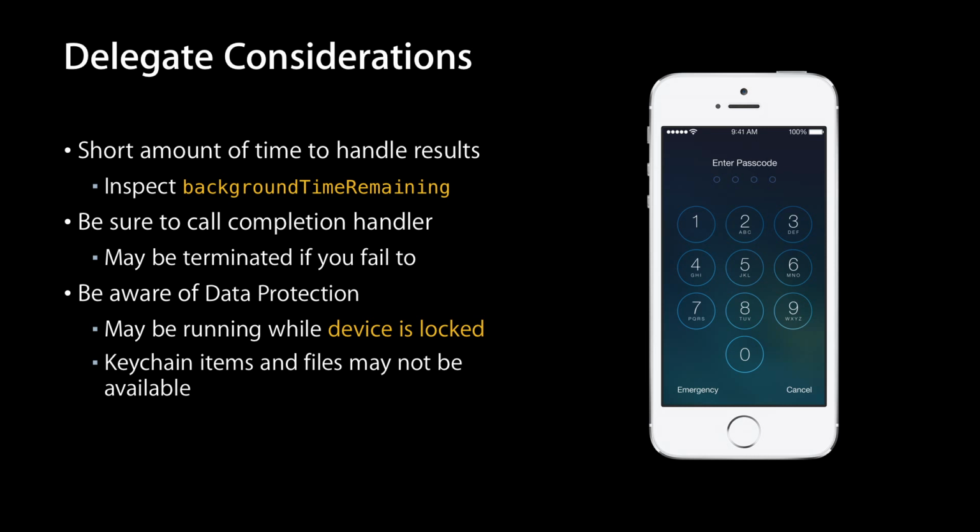Not only will your app potentially be running in the background, where maybe the first time you're running is in the background, you may also be running when the device is locked. And when the device is locked, if there is a passcode, that means that data protection is going to be enforced. And when data protection is in effect, some things like keychain items or files on disk may not be accessible by your app. And you need to understand what the ramifications of that are and how to deal with it.